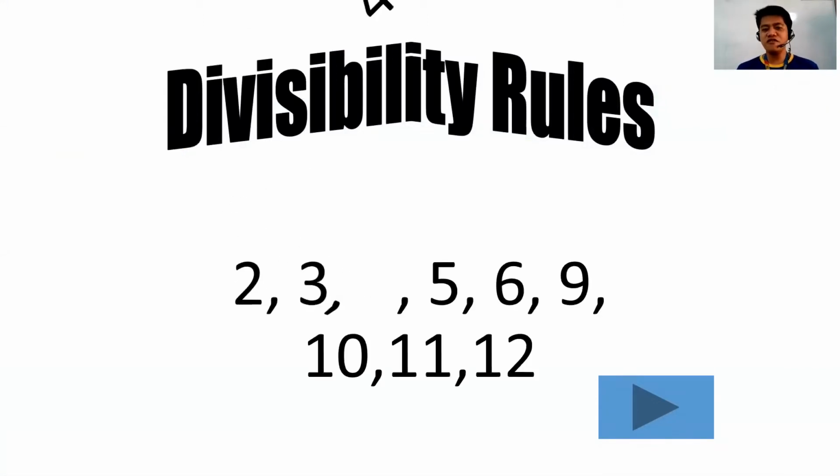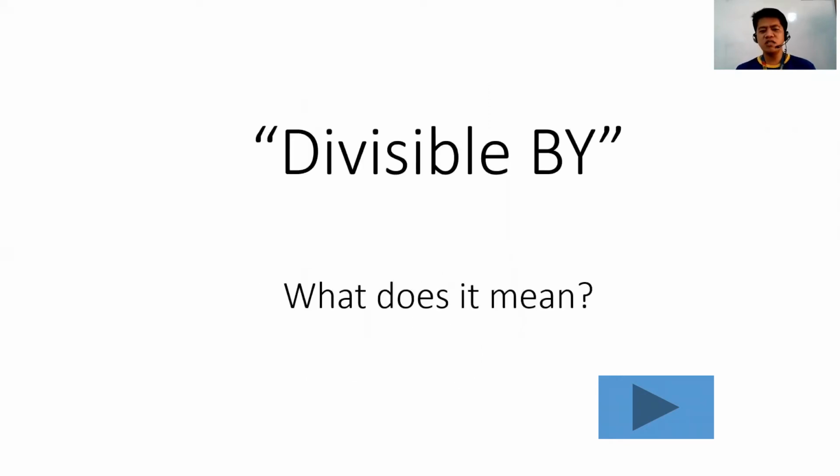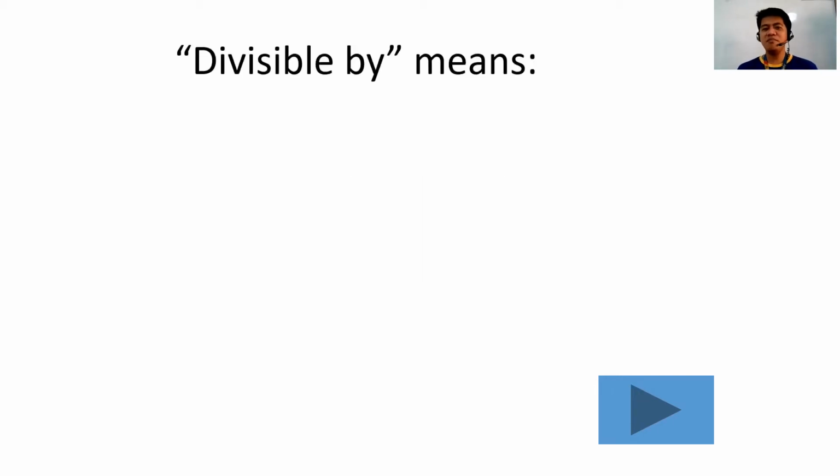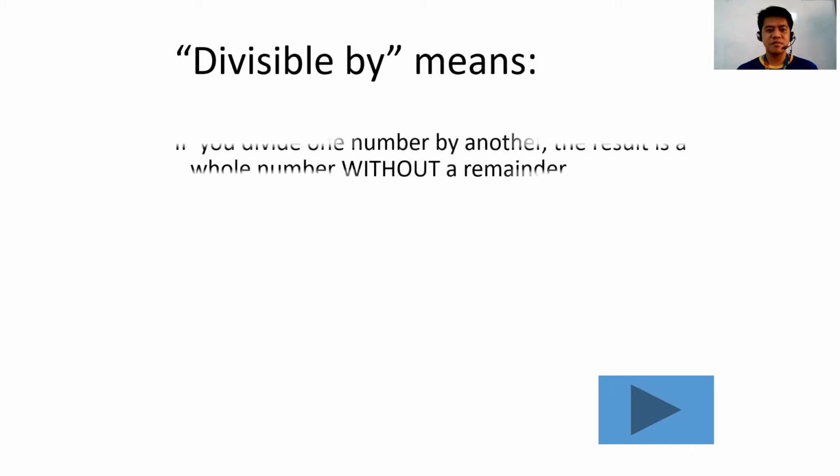Divisibility Rules of 2, 3, 4, 5, 6, 9, 10, 11, and 12. Divisible by, what does it mean? Ano kayang ibig sabihin ng divisible by? Divisible by means if you divide one number by another, the result is a whole number without a remainder. Kapag magdi-divide daw tayo ng isang numero sa isang numero, dapat wala daw itong remainder. Yan ang sinasabing divisible by, walang sumusobrang number sa kanya.